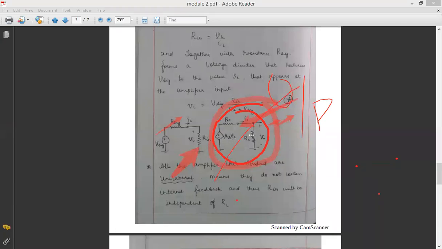So how will it look? This is the voltage source V Thevenin. I can consider this as RTH and this as the load resistance RL. So please remove all this. Now this is the output part of the circuitry. If you clearly look at the circuit, you can represent this as VTH, this as RTH, and this as the load. So I can represent it in the form of the Thevenin's equivalent.